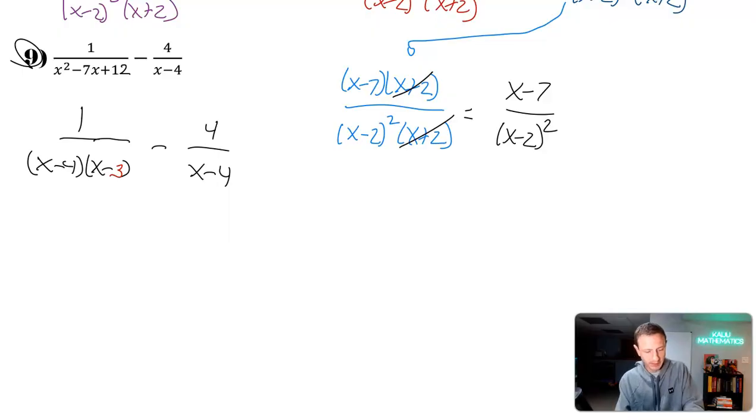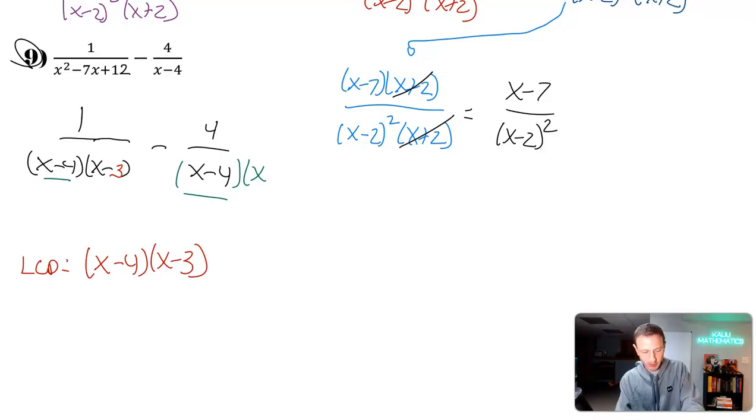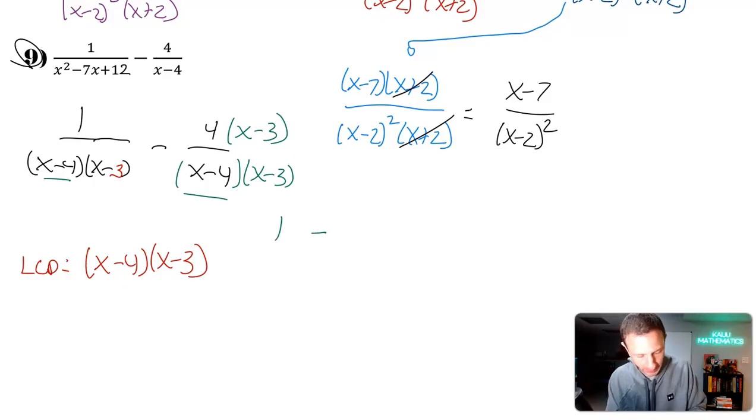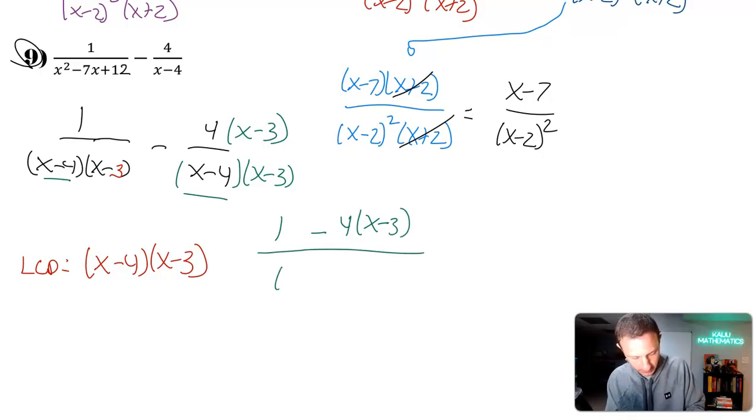So now, identifying the LCD, that's going to be x minus 4 and x minus 3. So they both already have the x minus 4, so that's nice. But this one doesn't have the x minus 3, so we do need to multiply by the x minus 3 here. So we're going to have 1 minus 4 times x minus 3 over the LCD of x minus 4 times x minus 3.